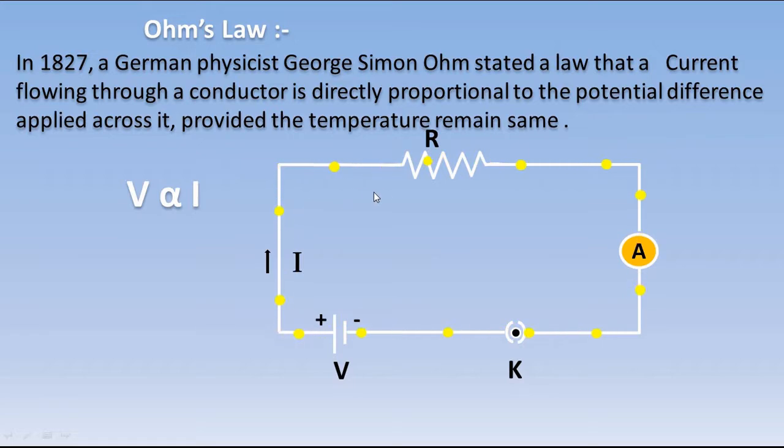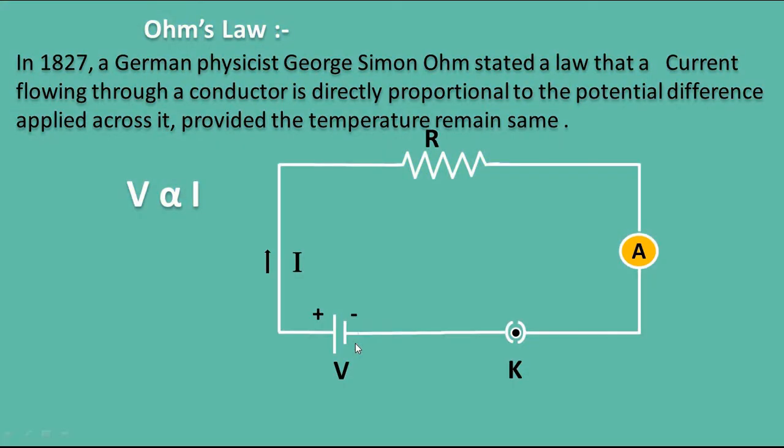And let us see by increasing the potential difference applied across the conductor. We have increased the potential difference applied across and switch on the circuit again. The current flowing through the conductor in the circuit also increases. The law states that when V increases, I increases. When V decreases, I also decreases.